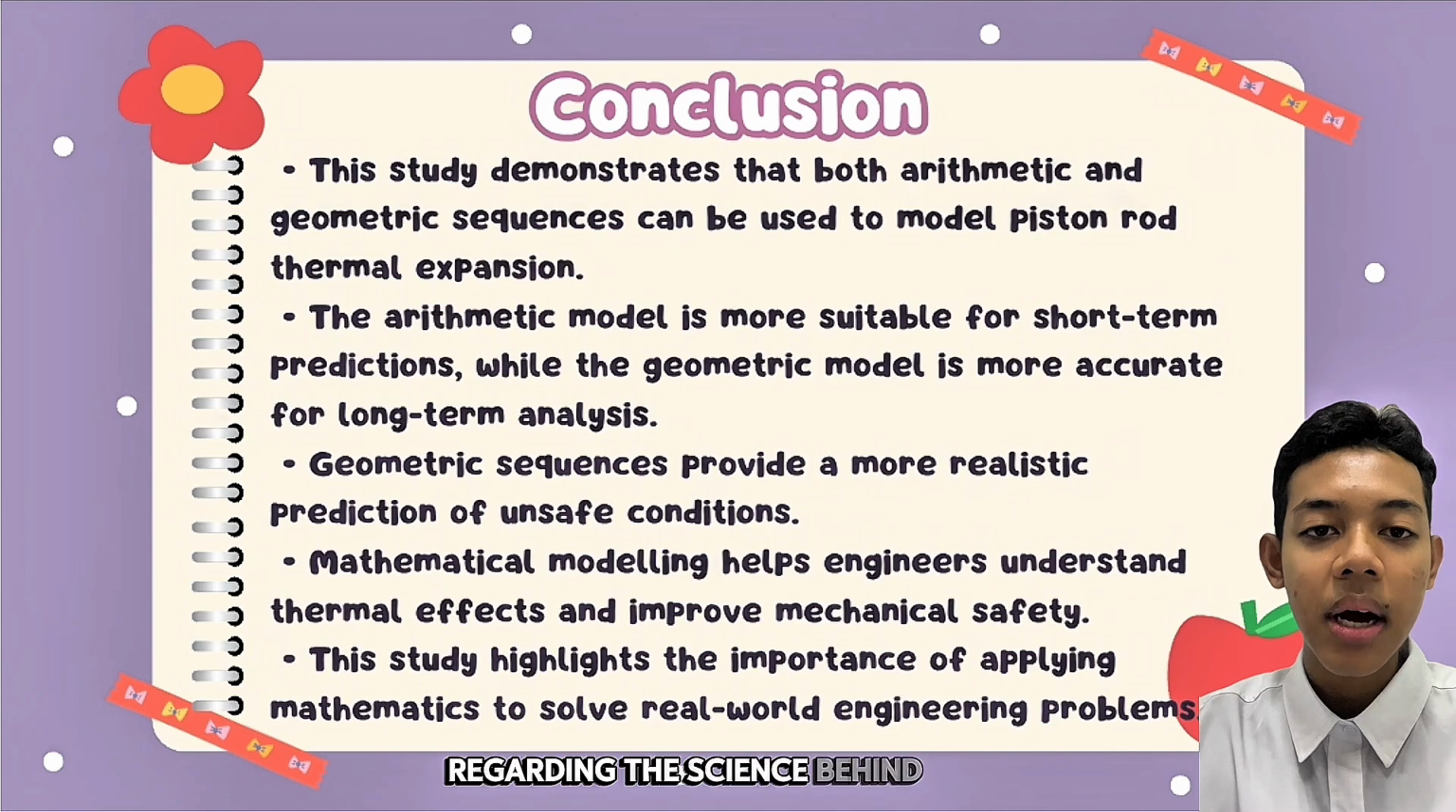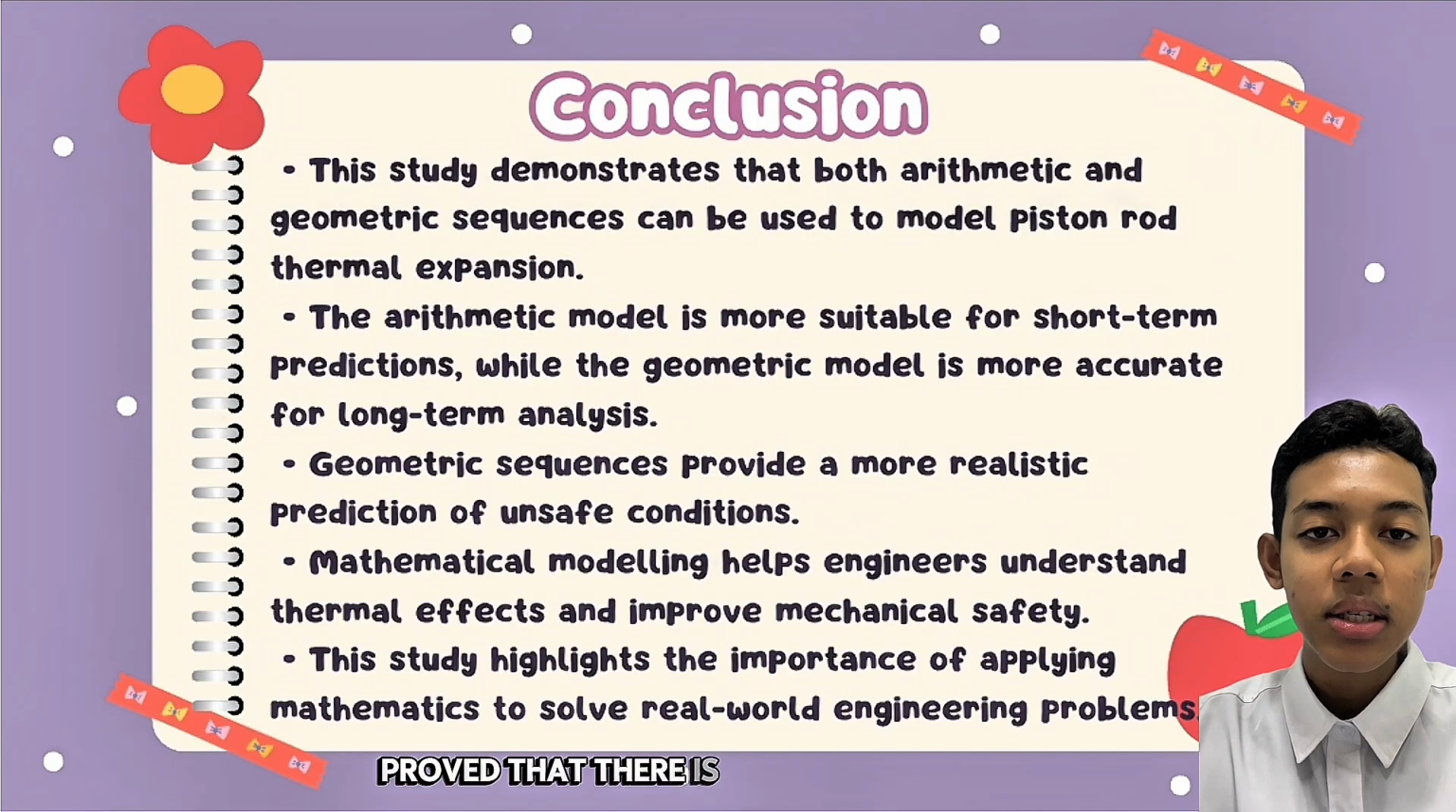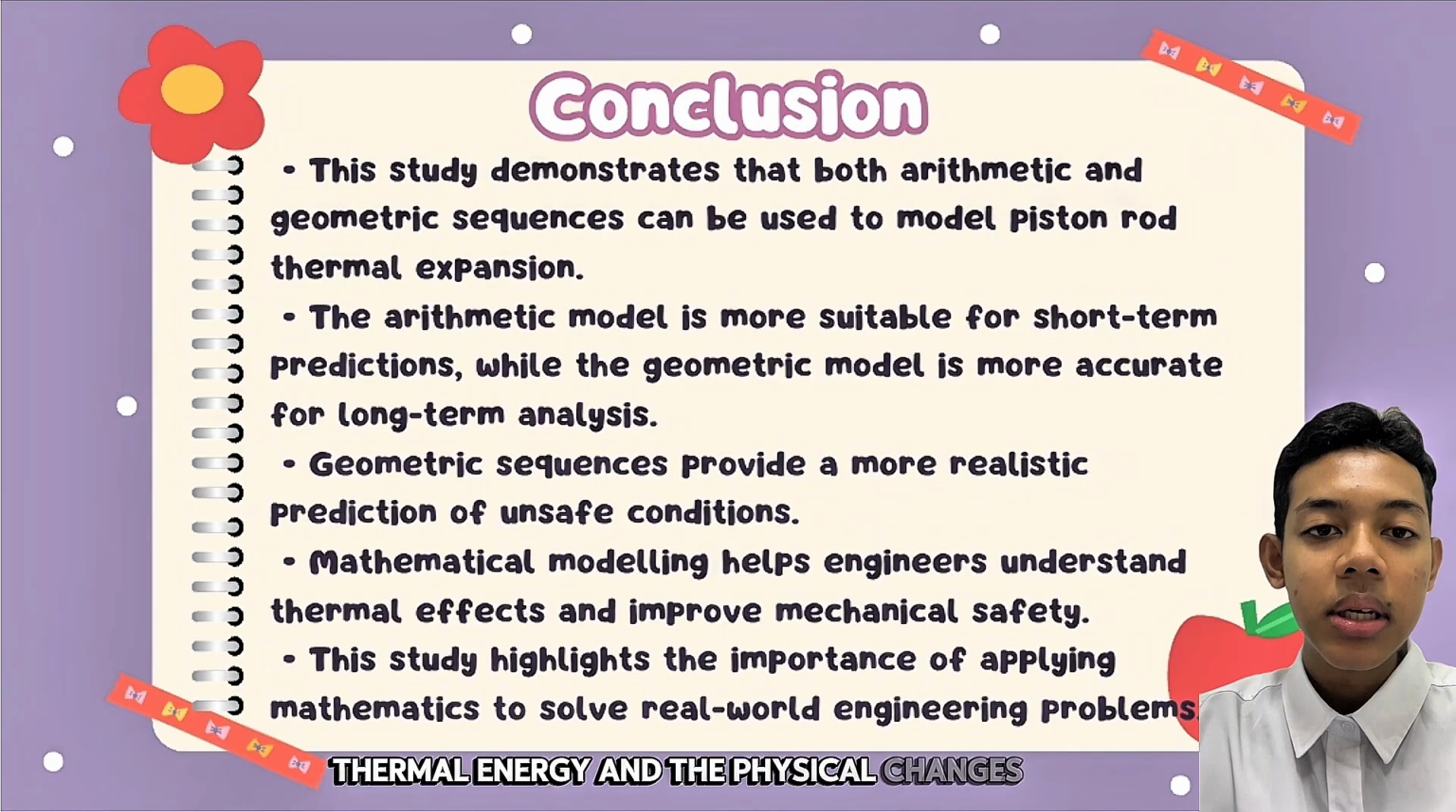Next, the effect of heat on the piston rod. Regarding the science behind this, our results clearly show how temperature affects the length of the piston rod. As the heat increases, the metal expands, causing the rod to get longer. Our calculation proved that there is a direct link between thermal energy and the physical changes in mechanical components.